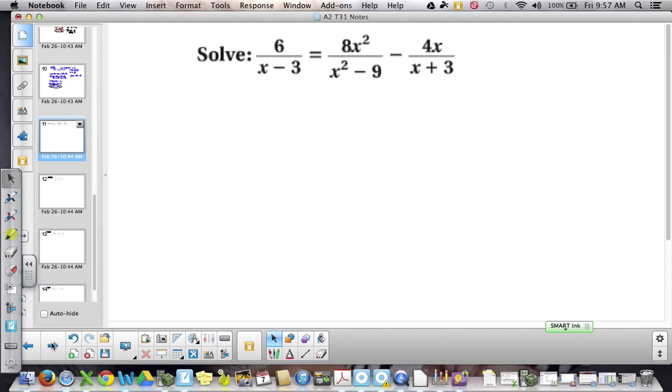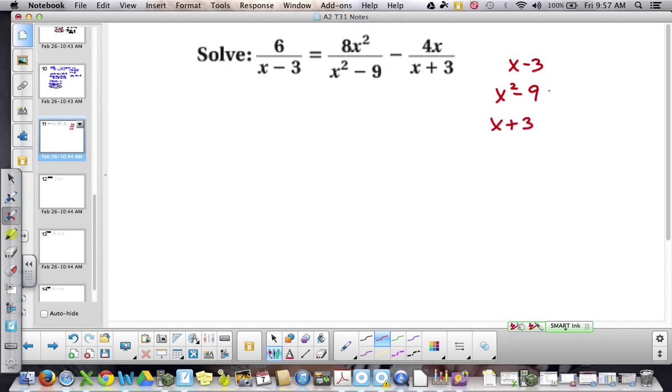When you're ready, you can restart the video and I'll show you how to do it. All right, so for this one, we have 3 denominators: x minus 3, x squared minus 9, and x plus 3. The only one that's factorable is the x squared minus 9, and that factors into x plus 3 times x minus 3. So for your LCD, you need an x minus 3 and an x plus 3. You already have both, so the LCD is just going to be x minus 3 times x plus 3. So multiply each side of the equation by that.